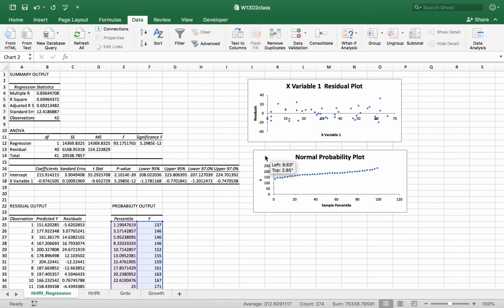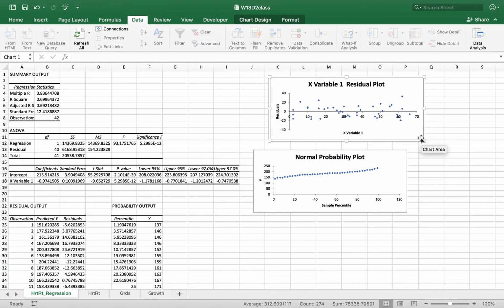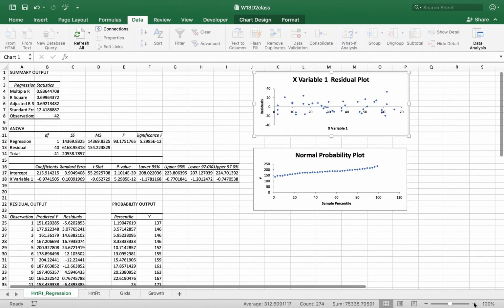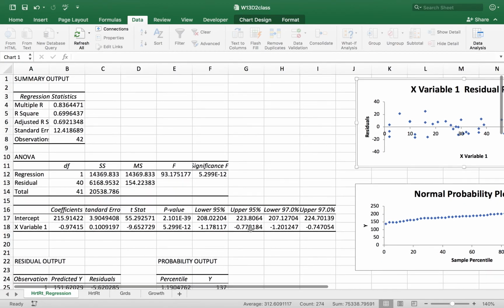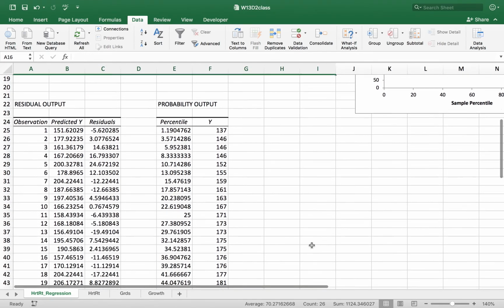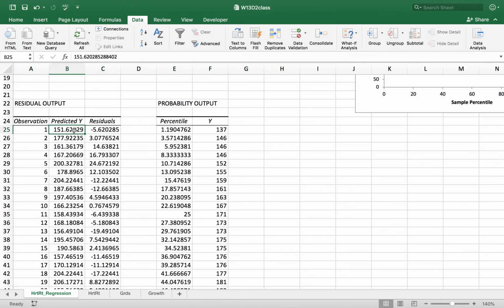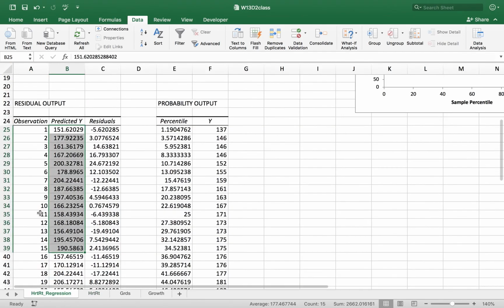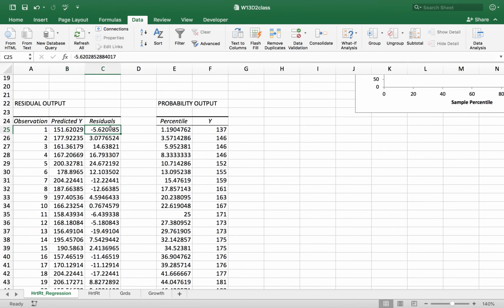We have 2 plots. One's what we call a residual plot, and one's a normal probability plot. We'll get to those later. For now, I'm going to zoom in, and I want you to notice that we have 3 tables. We have a regression statistics table, we have an ANOVA table, and then we have what I'll call the coefficients table. Down below, we have the predicted Y values. These are your Y hat values for each one of the observations in your original data. So row 1, this observation of 66, 146. The predicted value through the regression line is 151 for the heart rate, and this is how far they were off. The residuals are just the errors, so we talked about that already.